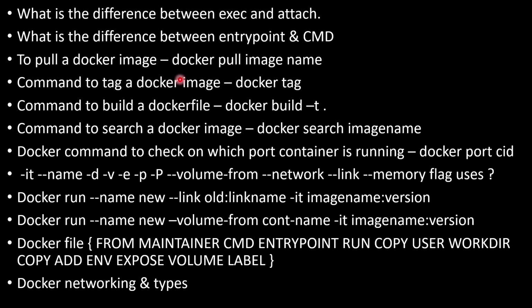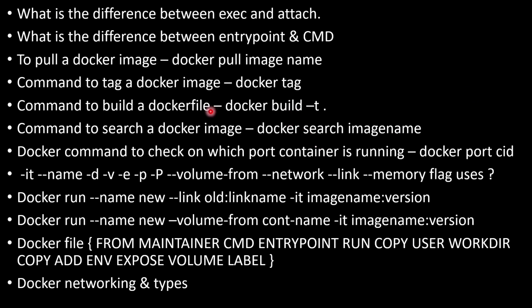In order to pull an image, we use docker pull. In order to tag an image, suppose you are pulling a QA image and you are trying to push it to your prod environment, then you need to retag the image from the QA registry to the pre-prod registry. In that scenario we use docker tag: docker tag qa-registry/image-name prod-registry/image-name. Like that I will tag, and then we can push.